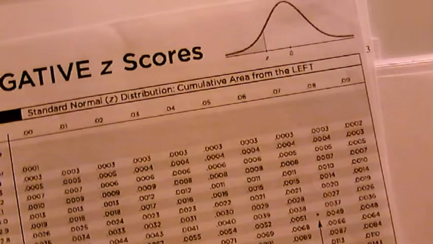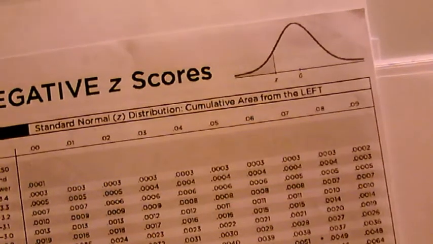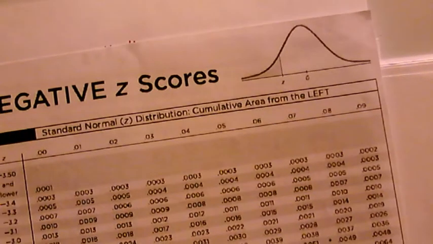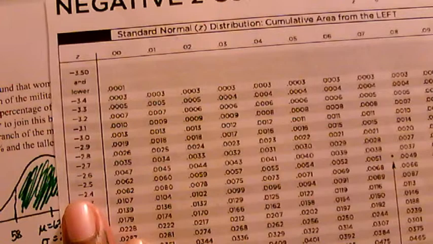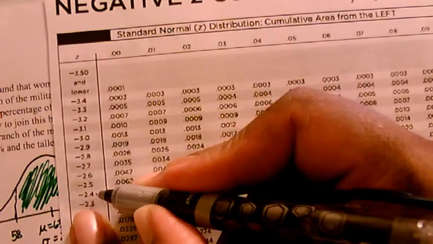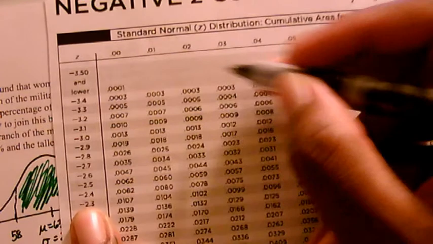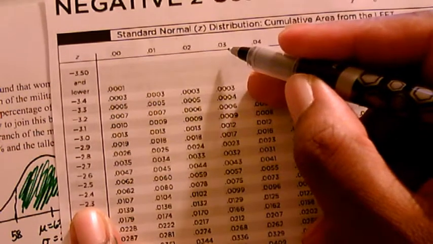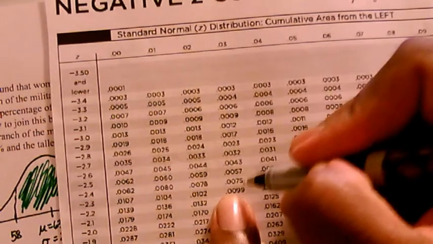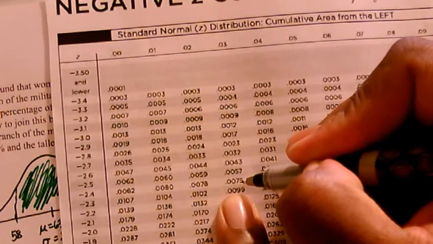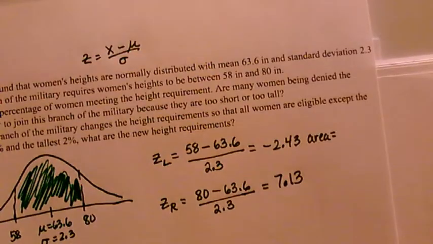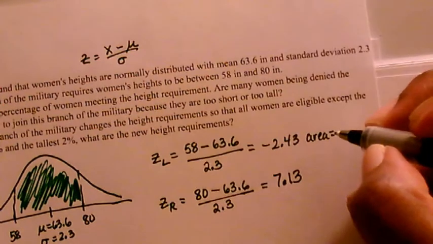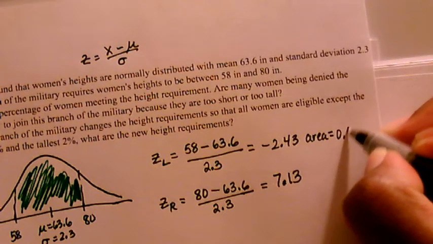And we're going to look for negative 2.43. Okay. So here's negative 2.4. That's this part on the left-hand side, negative 2.4. And then 0.03 is this column here. So if you read to the right and down, you'll see that it's 0.0075. So for negative 2.43, that area is 0.0075.